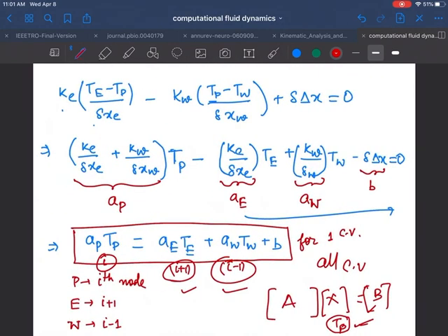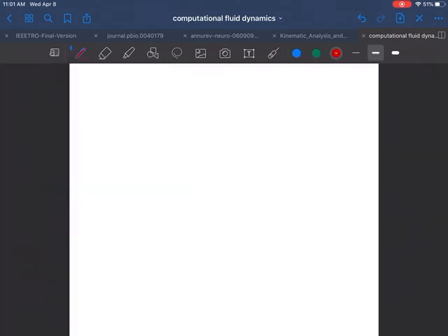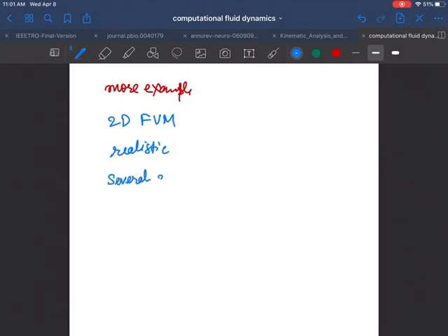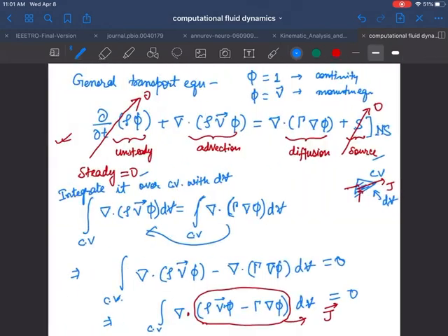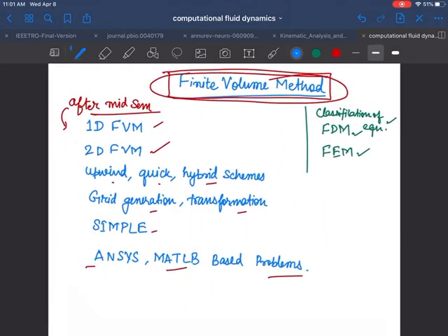Tomorrow I will go for more examples, maybe I'll start with the two-dimensional finite volume method. I'll take a more realistic problem. We can also go for several schemes such as QUICK scheme, upwind scheme, etc. So that's it from today's lecture. Thank you.